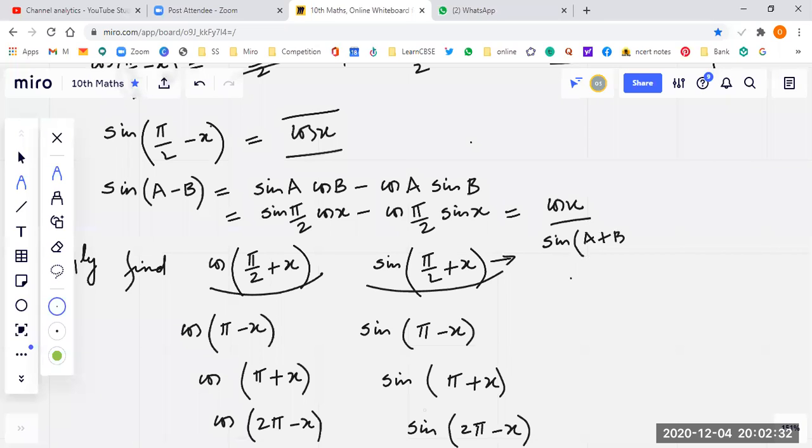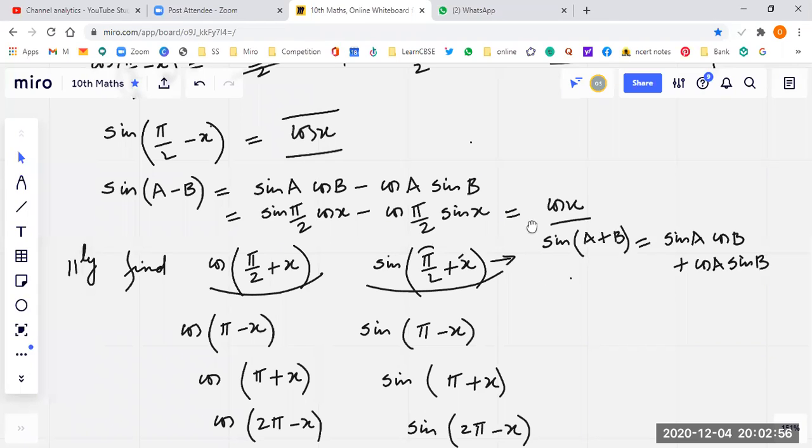So what is that equal to? Sine a cos b plus cos a sine b, right? So instead of a, use pi by 2. Instead of b, use x. So derive all these formulas. Simple. Well, they are not formulas, they are results actually, right?